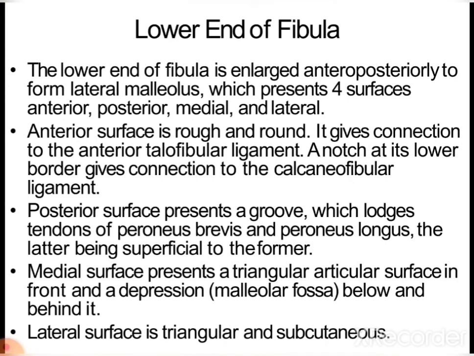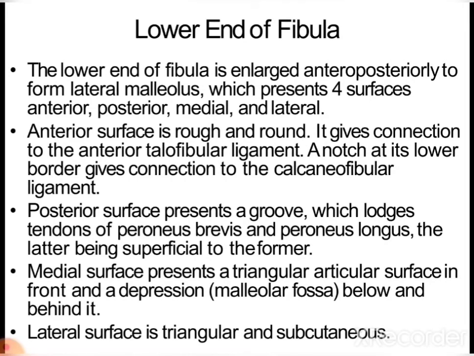Now the lower end of the fibula is enlarged anteroposteriorly to form four surfaces: anterior, posterior, medial and lateral. The anterior surface is rough and round. It gives connection to the anterior talofibular ligament. A notch at its lower border gives connection to the calcaneofibular ligament. Calcaneofibular ligament is a ligament of the ankle joint.